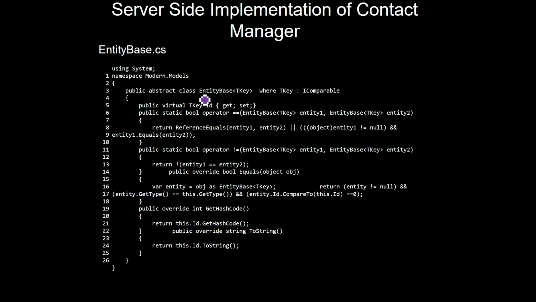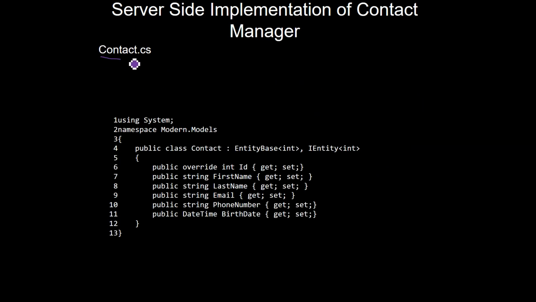The EntityBase class is nothing but an implementation of the standard System.Object methods, like the operators equals equals and not equals, and then the Equals method followed by the GetHashCode and ToString methods. These are the standard methods that you want to implement if you really want to support the comparable interface. Next, we'll define the actual business object, which is called Contact. In our case, it is going to have some standard properties like ID, first name, last name, email, phone number, and birth date. As you know, the first name, last name, email, and phone number are going to be strings, and the primary key ID is going to be of type integer, and then the birth date obviously is going to be of type C# DateTime.